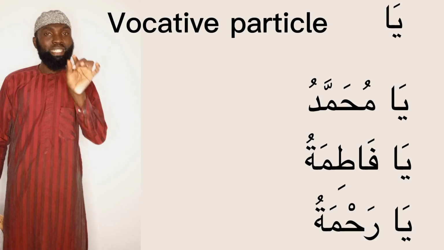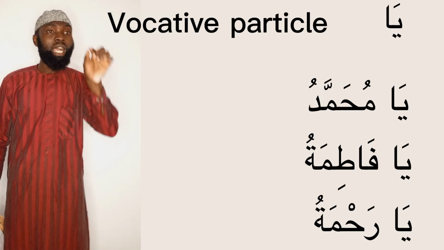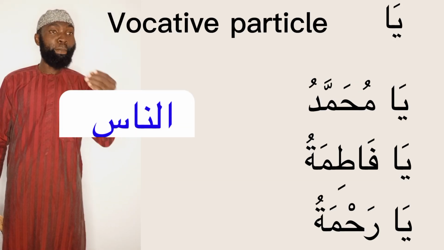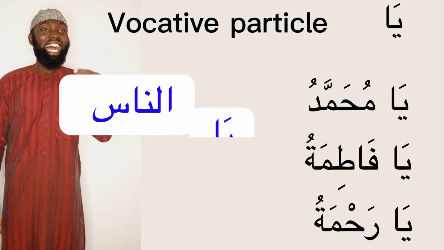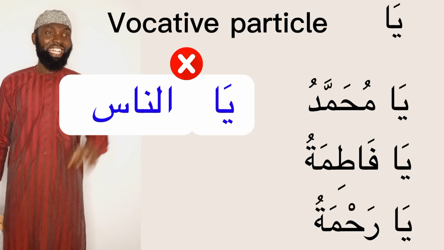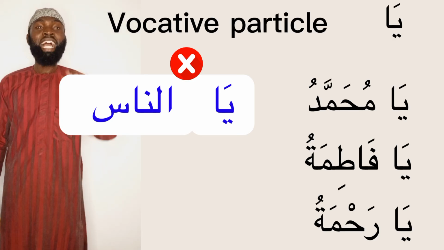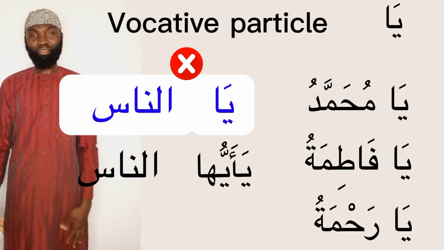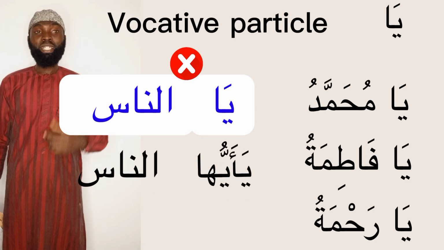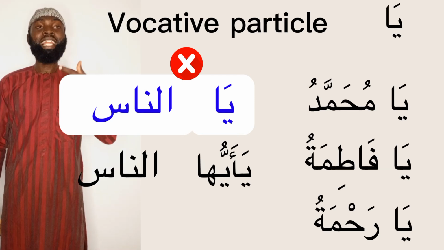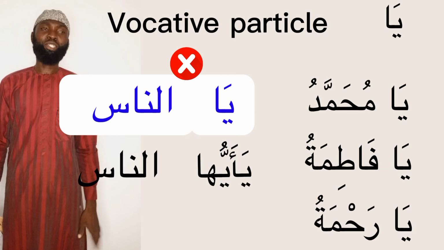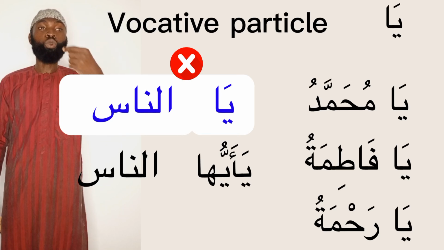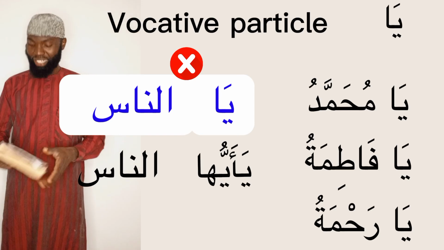Now, when you are using this vocative particle to summon a noun that already has the alif and lam article, like an-nasu, O people, you will not say ya an-nasu. That is when you will be introducing the word ayyuha: Ya ayyuhan nasu. In the Quran, when Allah wants to summon the disbelievers, He says ya ayyuhal kafirun. Do you understand? If you want to summon a man, ya ayyuhar rajulu, O you man. May Allah make us understand this.